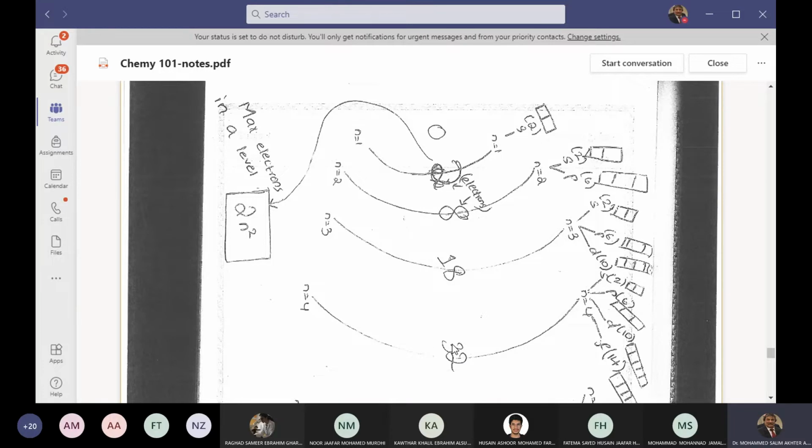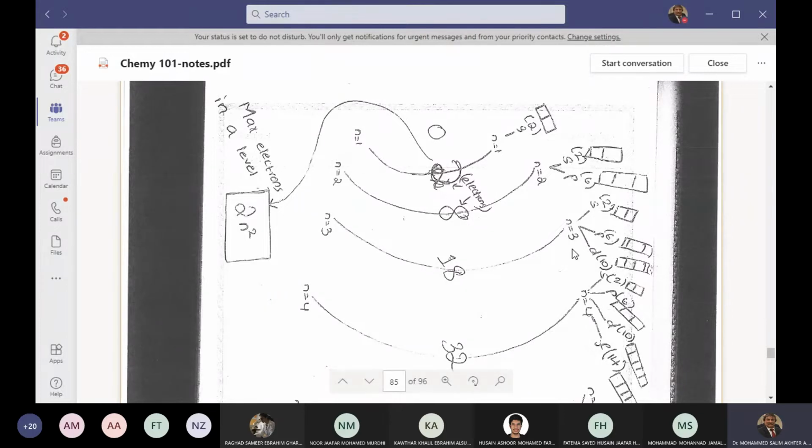It's up to you. How do I know that the maximum number of electrons I can calculate is 2n square? n is the number of the level. So if the level is 3, 3 square is 9, multiply by 2, 18. That means the maximum number of electrons in the third level is 18. I can have 17, but I cannot have 19. So this was the first quantum number, known as level.